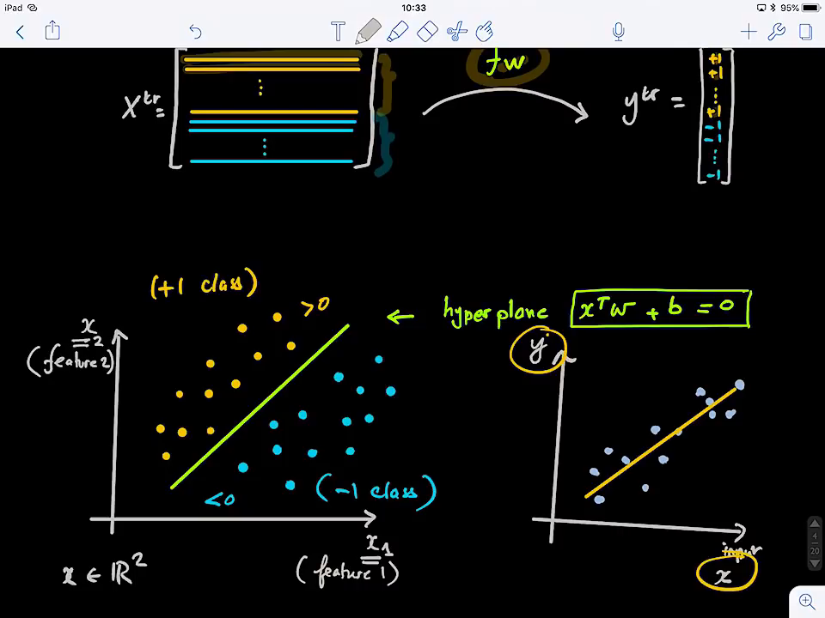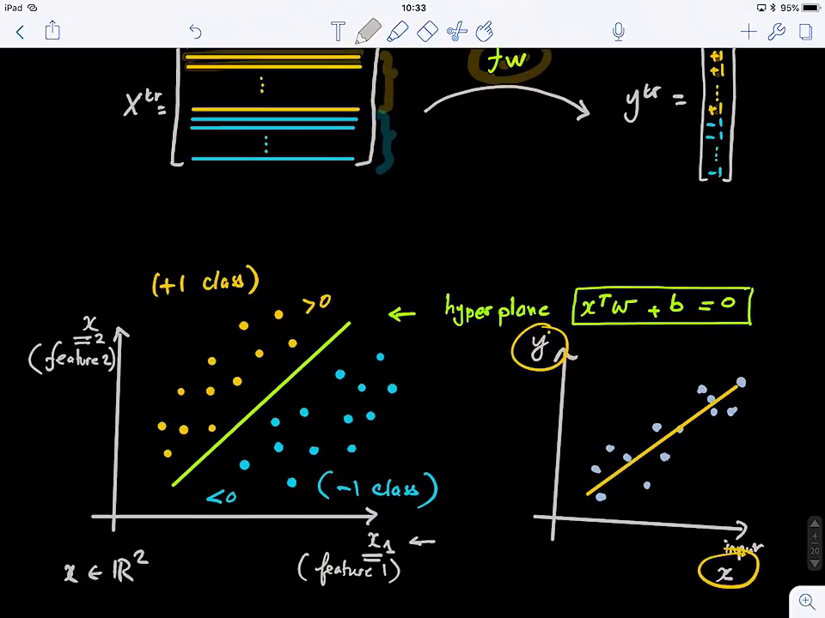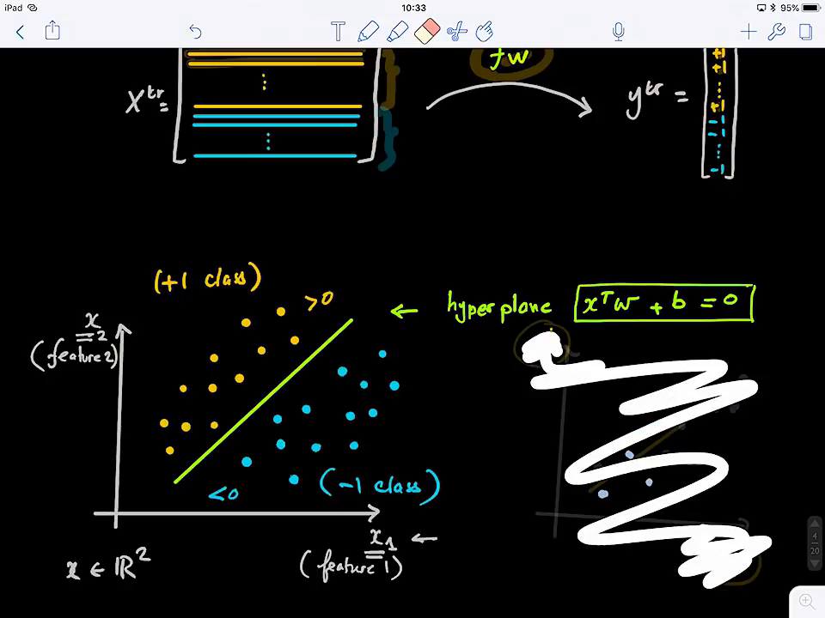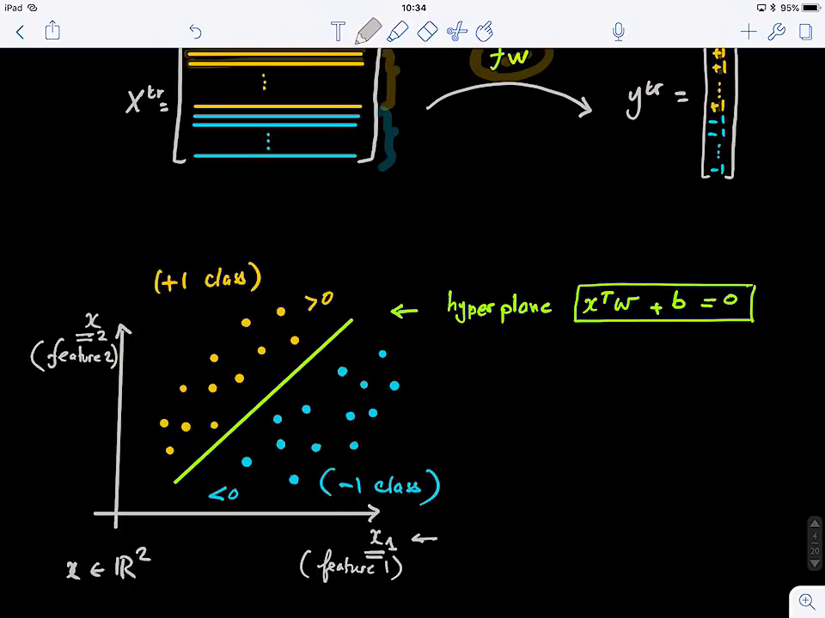Imagine that we've selected good features, these two features x1 and x2. When we plot x1 against x2, we can see that the data can be linearly separable. So there is a big difference between looking at regression and classification. Our goal in the classification problem is to estimate what we call a hyperplane. In a two-dimensional space, it's a line. In a higher dimensional space, it's a hyperplane.